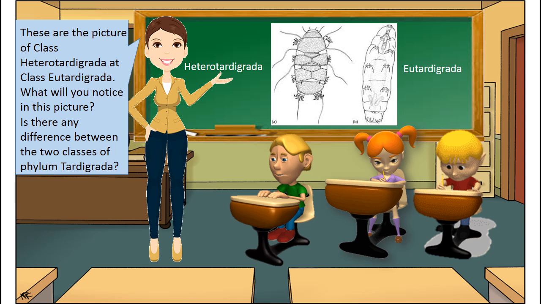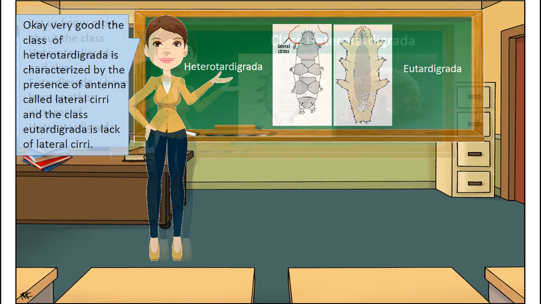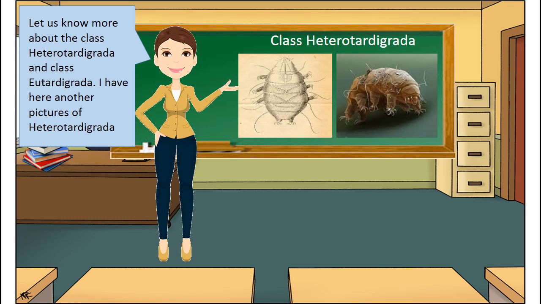These are the pictures of class Heterotardigrada and class Tardigrada. What do you notice in this picture? Is there any difference between the 2 classes of phylum Tardigrada? Okay, very good. The class Heterotardigrada is characterized by the presence of antennae called lateral cirri. And the class Tardigrada lacks lateral cirri. Let us know more about the class Heterotardigrada and class Tardigrada.